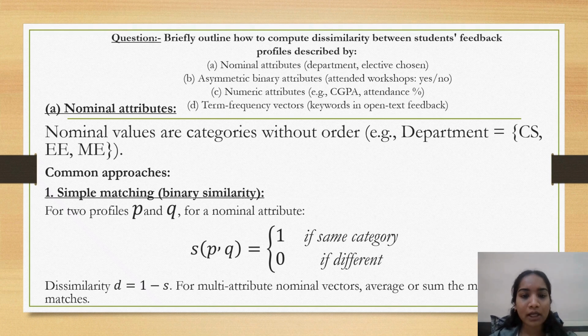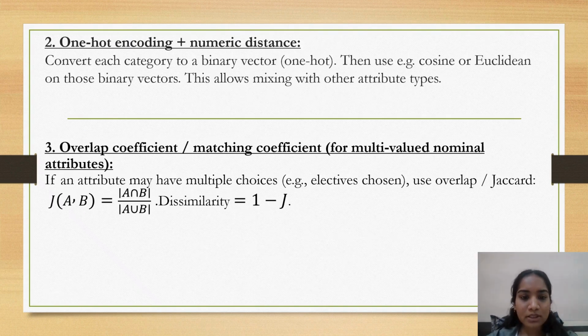So let's start with the nominal attributes, part A. The comparison is very simple. If the two students have the same category, dissimilarity is 0, and if they belong to different categories, the dissimilarity is 1. We do this for each nominal attribute and then average the results. This is sometimes called the simple matching dissimilarity.